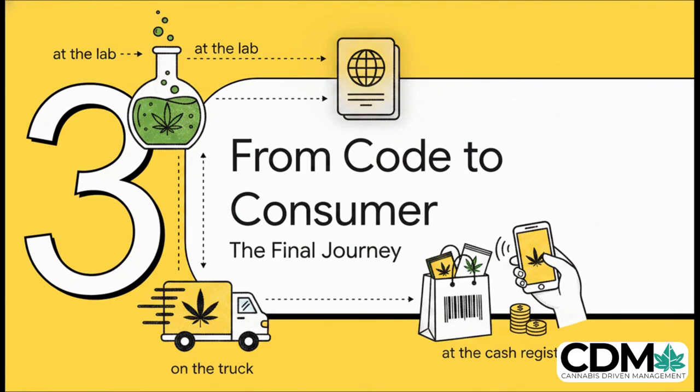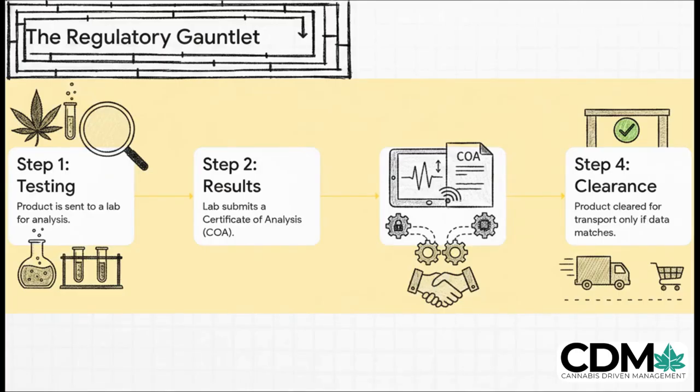This is where that digital passport faces its most important tests. At the lab, on the delivery truck, and finally at the cash register. Before anything can ever be sold, it has to pass through what you could call a regulatory gauntlet. A sample gets sent to a third-party lab. That lab uploads its results. It's called a Certificate of Analysis, or COA. That digital COA is then electronically attached to the product's digital twin. It's like a digital handshake. Only when that handshake is complete is the product legally cleared to be moved to a retailer.